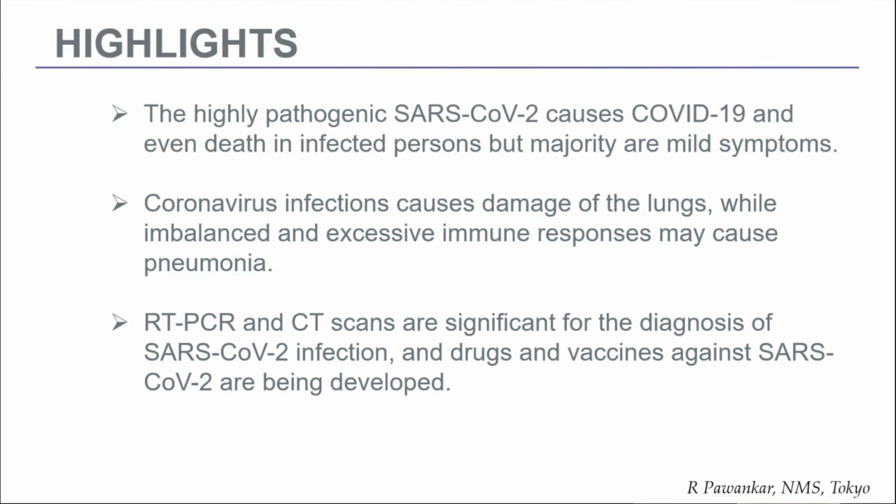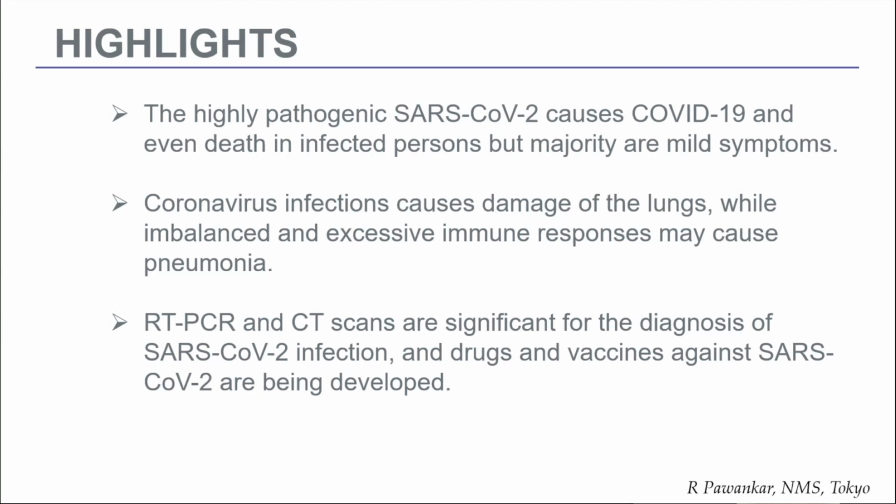SARS-CoV-2, which causes COVID-19, is a very new and virulent virus. The majority of people have mild symptoms, but in the more severe cases it leads to death in the infected people. It causes massive damage to the lungs, but also causes damage to other organs in the body. So it really can affect multiple systems of the body. RT-PCR and CT scans are significant for the diagnosis of SARS-CoV-2. And antibody testing, like IgG, is usually done more for looking at the development of immunity.